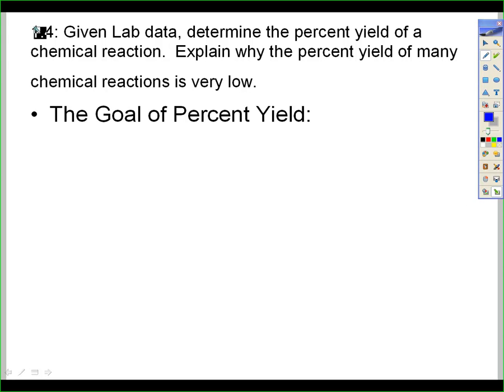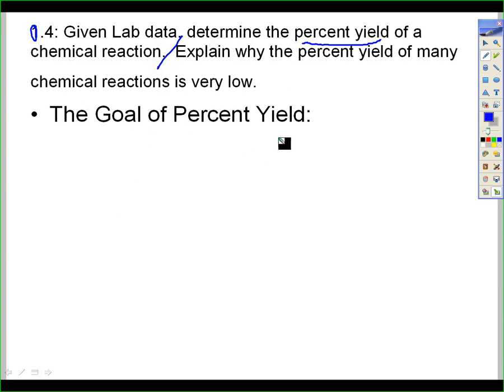We're going to quickly talk about what should be 0.4 here, which is: given lab data, determine the percent yield of a chemical reaction and explain why the percent yield of many chemical reactions is very low. Today we're just going to focus on this first part, determining percent yield, and we'll talk about this part later.